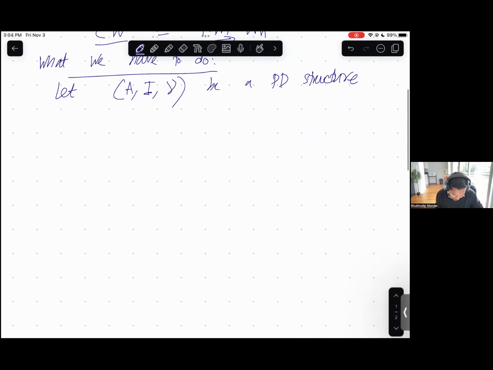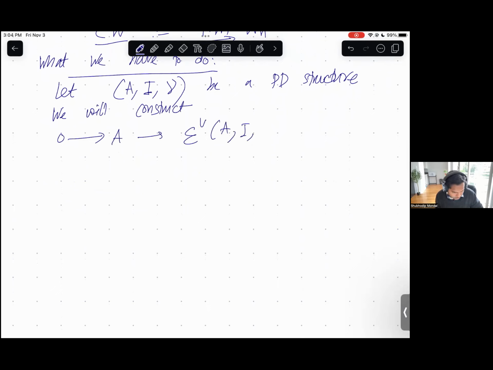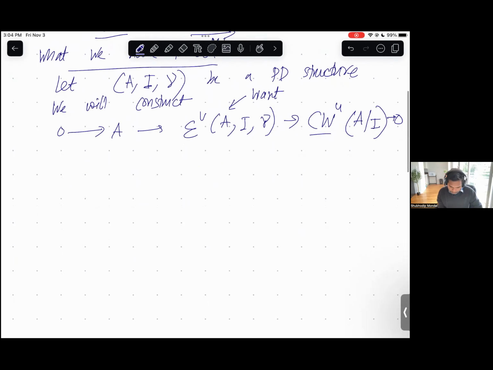we'll construct an extension of this form. And this is the thing that we want to construct. So this is what we want. I think we had explained this yesterday, so not just last time.